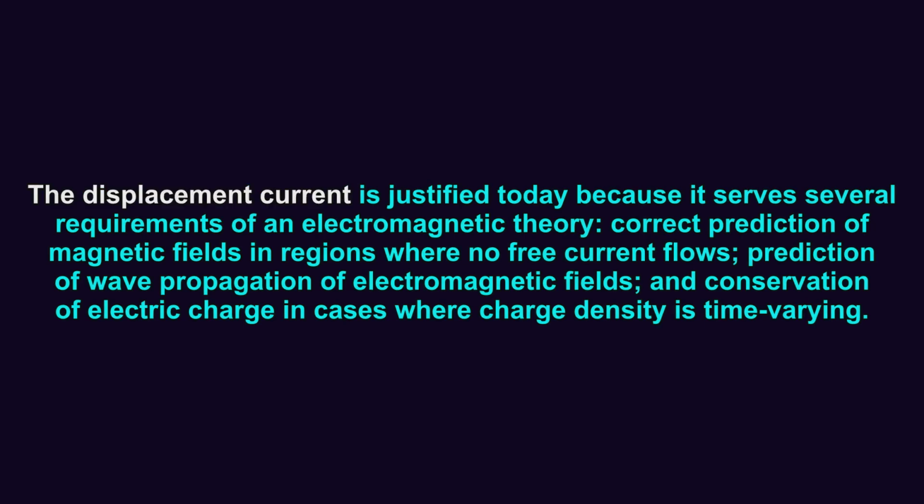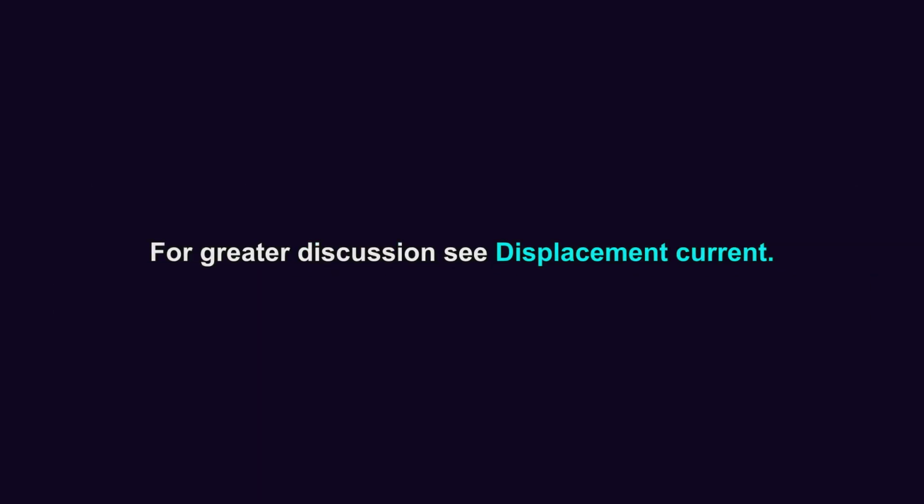The displacement current is justified today because it serves several requirements of an electromagnetic theory: correct prediction of magnetic fields in regions where no free current flows, prediction of wave propagation of electromagnetic fields, and conservation of electric charge in cases where charge density is time-varying. For greater discussion, see displacement current.